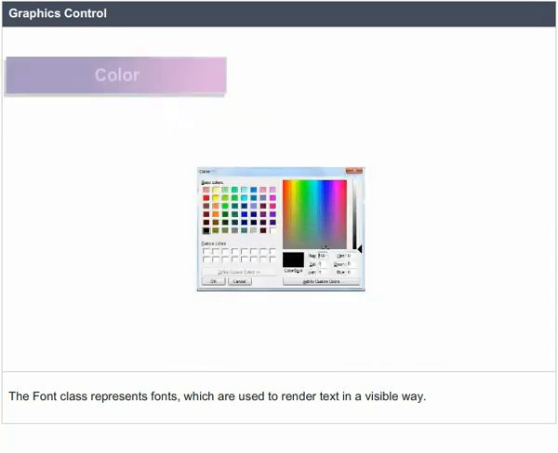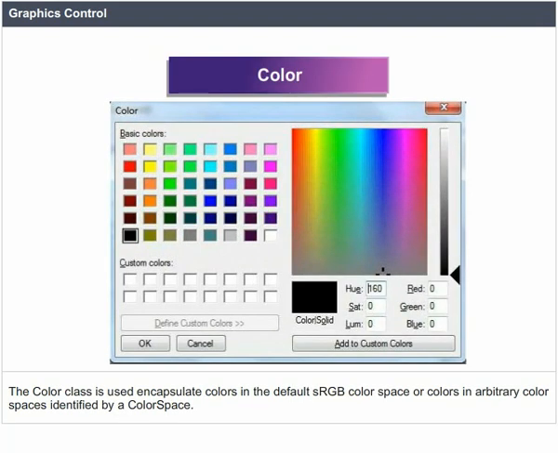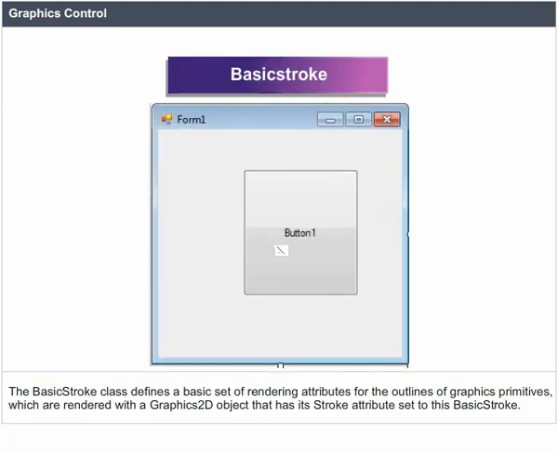Color. The Color class is used to encapsulate colors in the default sRGB color space or colors in arbitrary color spaces identified by a ColorSpace. Basic stroke. The BasicStroke class defines a basic set of rendering attributes for the outlines of graphics primitives, which are rendered with a Graphics2D object that has its stroke attribute set to this BasicStroke.